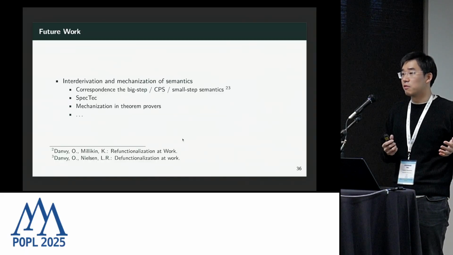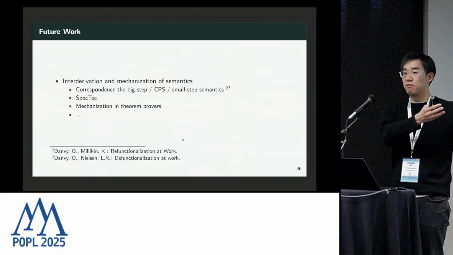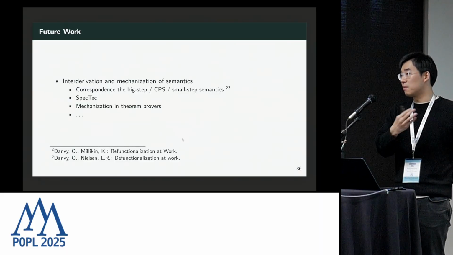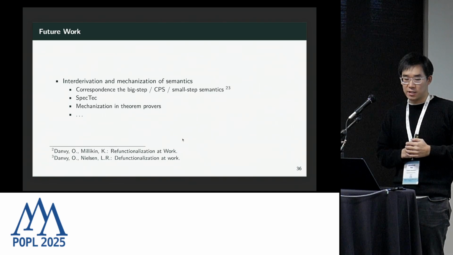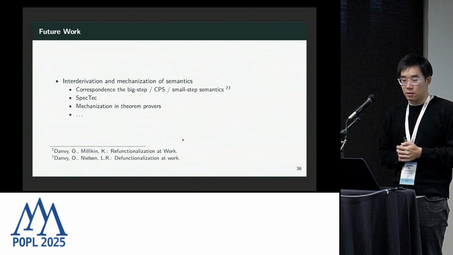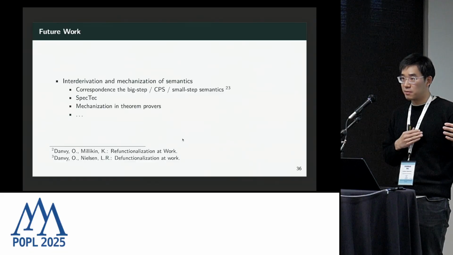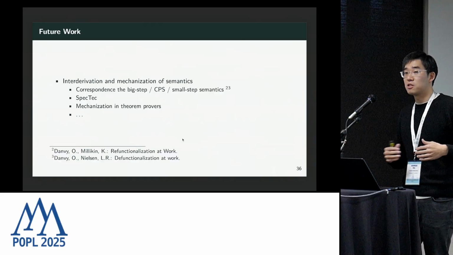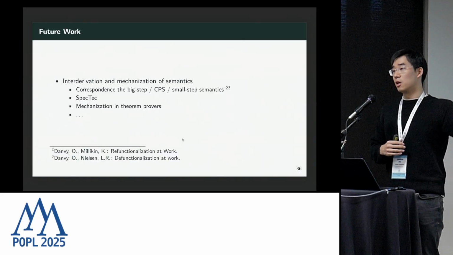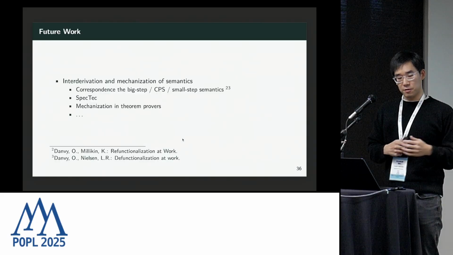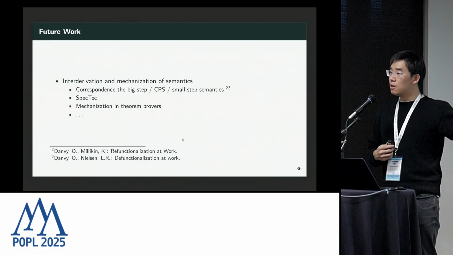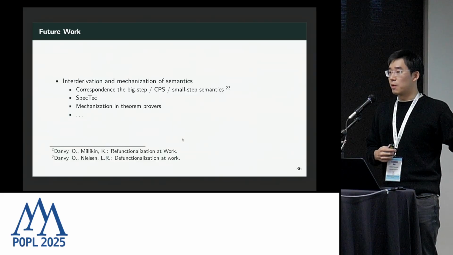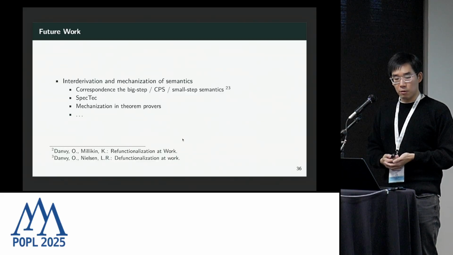We would like to see if we can derive what we have by hand in some mechanical way using SpecTec. And a mechanization of our CPS semantics in a theorem prover would also be interesting, with which we can justify our equational reasoning with a higher degree of confidence. Of course, I think there is more interesting work that can be built on top of continuation passing style.